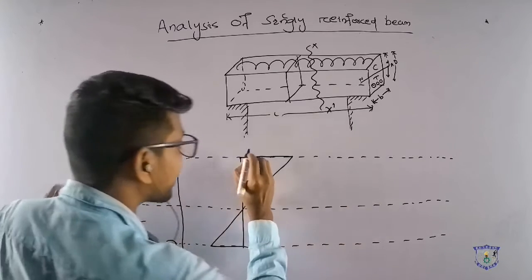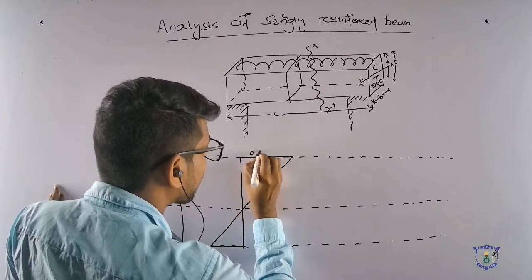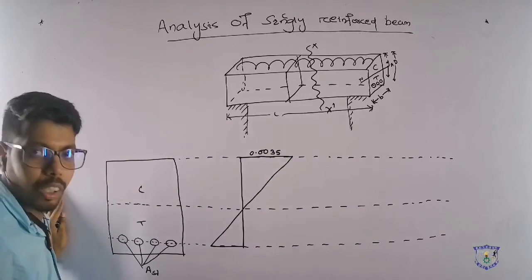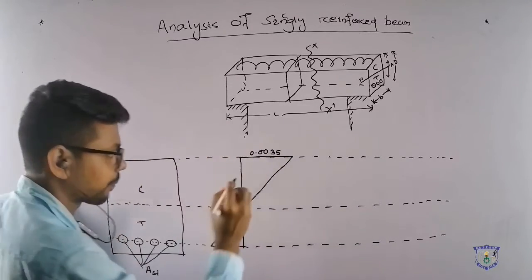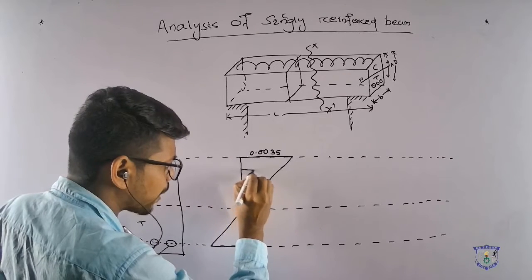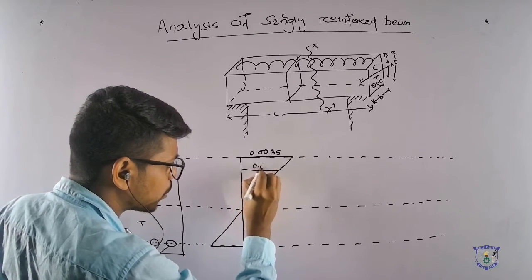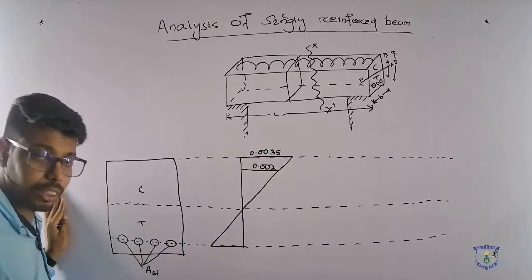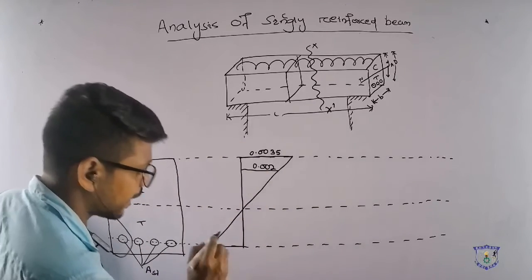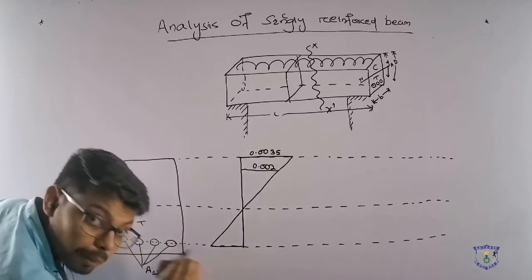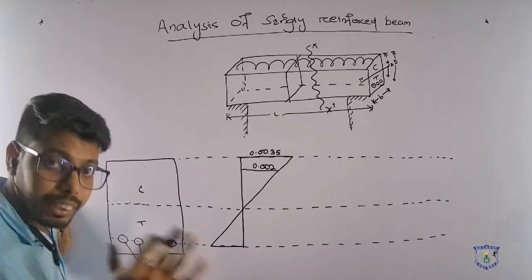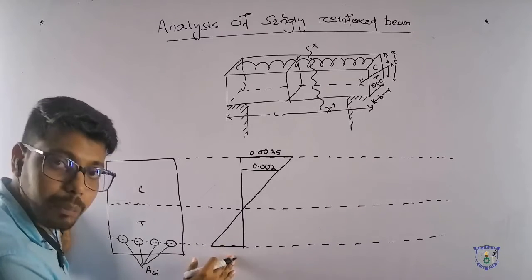So what is the maximum strain? 0.0035. I told you here 0.35% of strain will be taken. But after 0.002, it will start falling. 0.2% of strain, 0.002. And this is the maximum strain. This is one of the assumptions, the maximum strain taken by the steel.